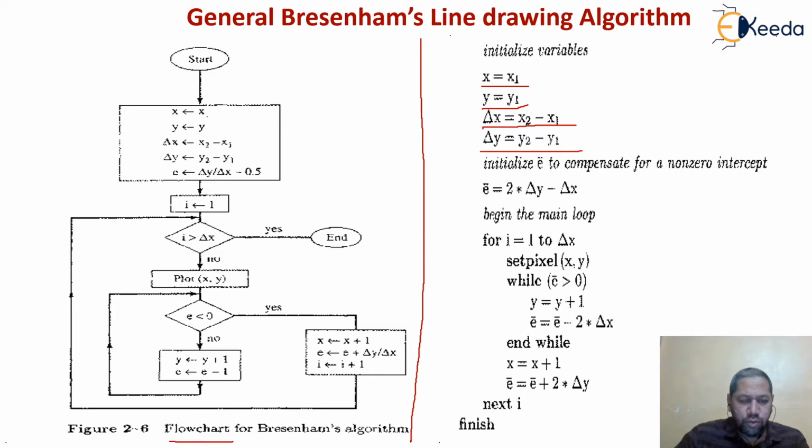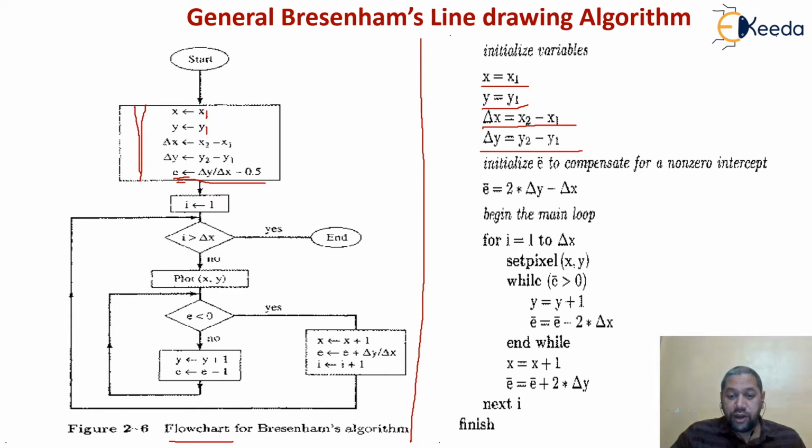The same thing is here in the flowchart. I will start and perform all these initial calculations: x is equal to x1, y is equal to y1, delta x is equal to x2 minus x1, delta y is equal to y2 minus y1, and here the error term is calculated. What is the error term? I think we have just seen in the previous slide, e is equal to dy by dx minus 0.5, because we have initialized it to minus 0.5. But actually, as we have said, Bresenham's algorithm should avoid floating point arithmetic.